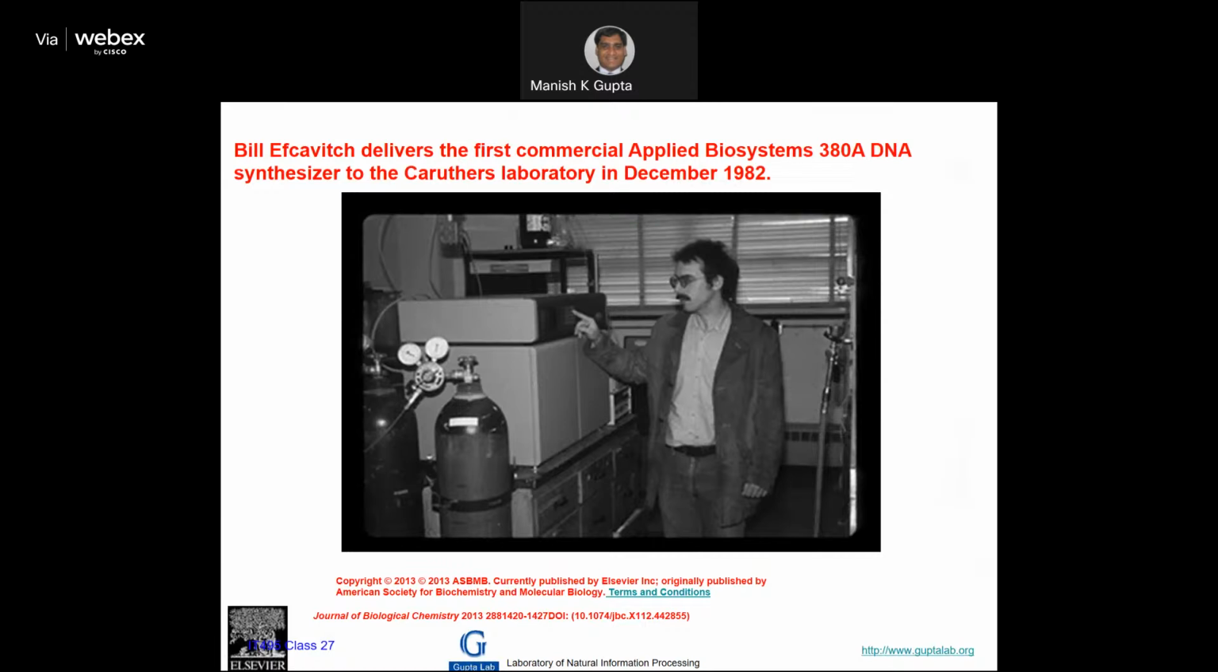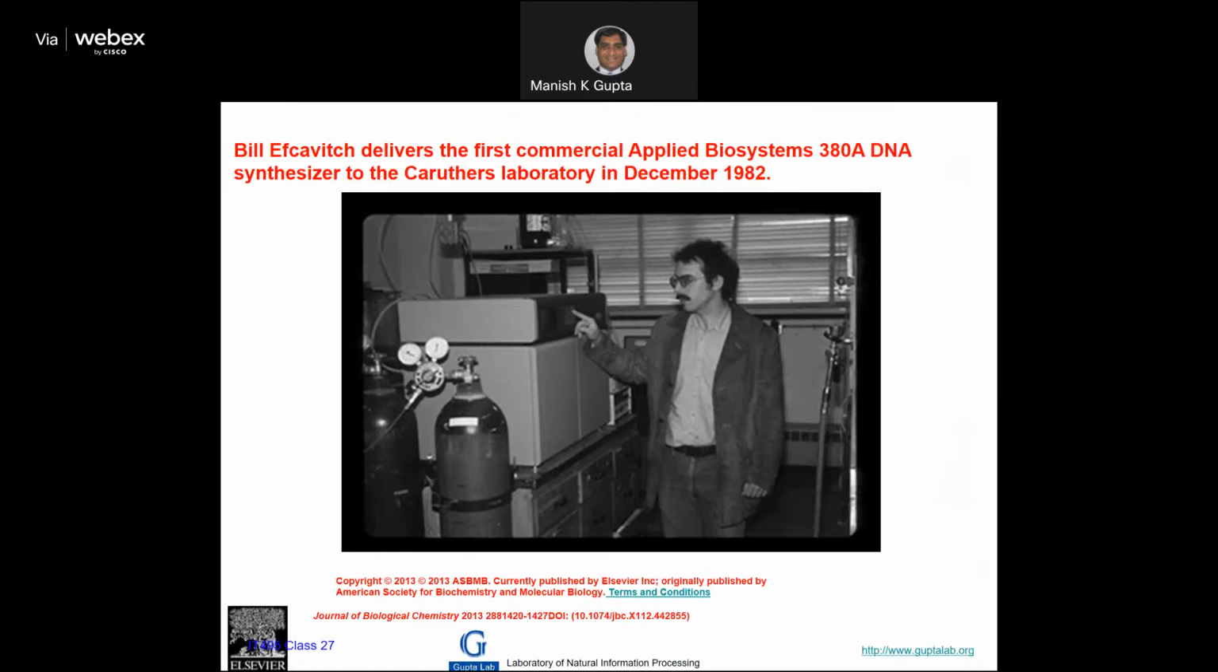And Marvin also co-founded a company, Applied Biosystems. So they have actually produced a DNA synthesizer, the commercial DNA synthesizer. You can see that Bill delivers the first commercial Applied Biosystems 380A DNA synthesizer to the Marvin laboratory in December 1982.